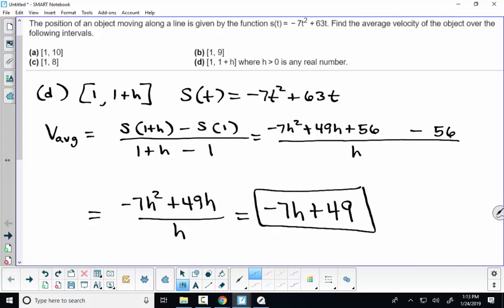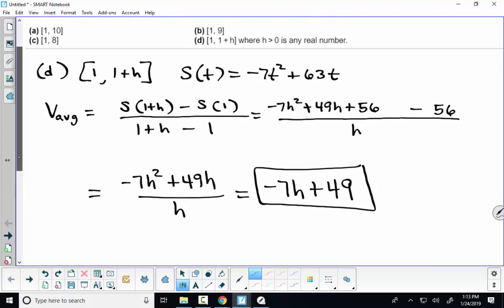So we have negative 7h plus 49. And so that function of h says that in relationship to 1, no matter how far away we are from 1, that function of h is always going to give me the average velocity for this particular function in relationship to the t-value of 1.